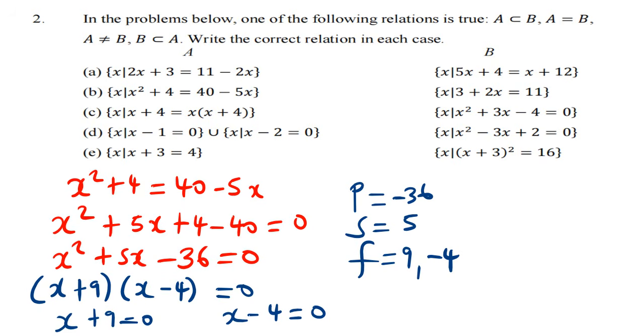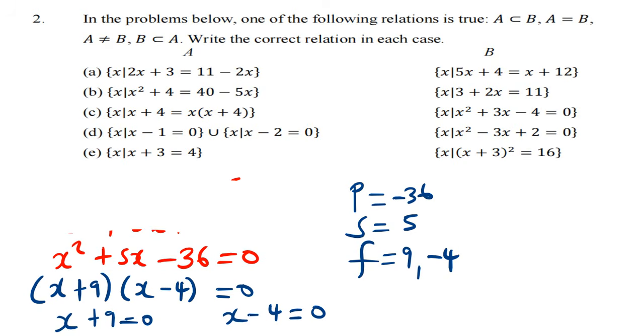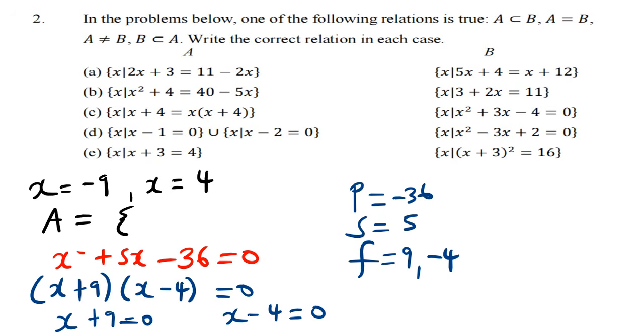Therefore, what will be the final values of x? The final values of x now will be equal to negative 9 and x will be equal to 4. Okay, so if those are the answers for x, there are two answers, so therefore our A in this case will be, starting with the smaller number, negative 9, 4. Okay, so we found our A.